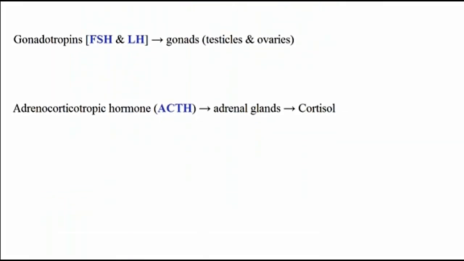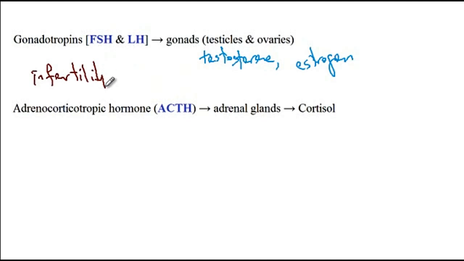So the first hormones are gonadotropins, the follicular stimulating hormone, as well as the luteinizing hormone, which are required for the production of the sex hormones by the gonads, the testicles and ovaries. So these hormones will induce the production of testosterone as well as estrogen. And so therefore, defects in the production of gonadotropins will result in infertility as well as erectile dysfunction.